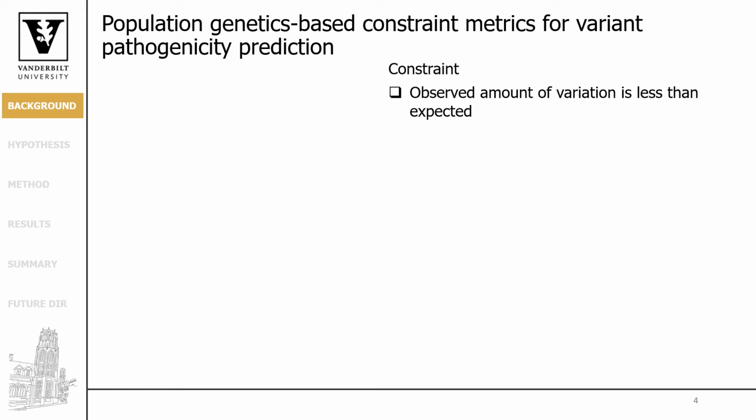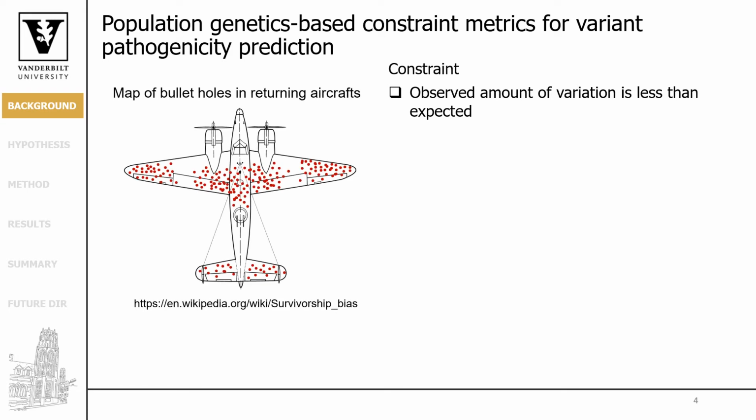less than expected. To illustrate this, let's think of the landscape of genetic variation in the current human population as a map of bullet holes in aircrafts returning from battlefields. Some parts of the aircraft are devoid of bullet holes because they are likely functionally important. When the aircraft got hit in these parts, it is unlikely to make it to return.